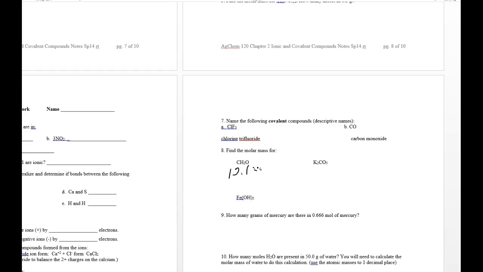Okay, so what would I do to figure out? I know that I've got 0.666 moles. I know that 1 mole weighs 200.59 grams. So really all I have to do is multiply 0.666 times 200.59 grams per mole of mercury, and hopefully you come out with 133.6 grams of mercury. Is that what everybody got?